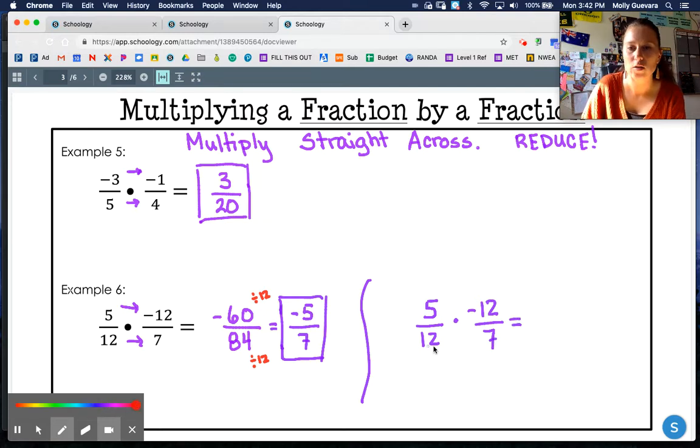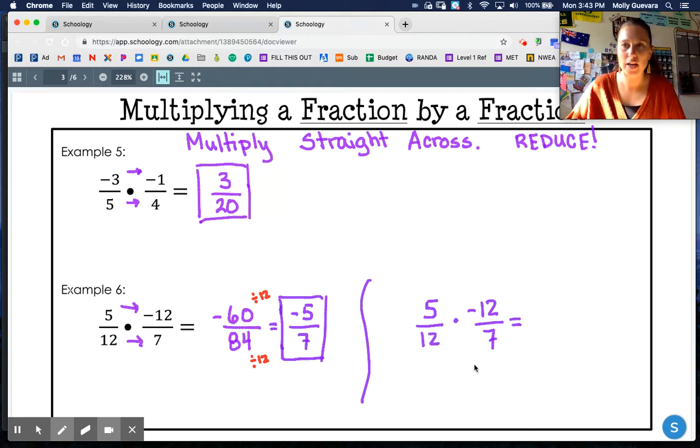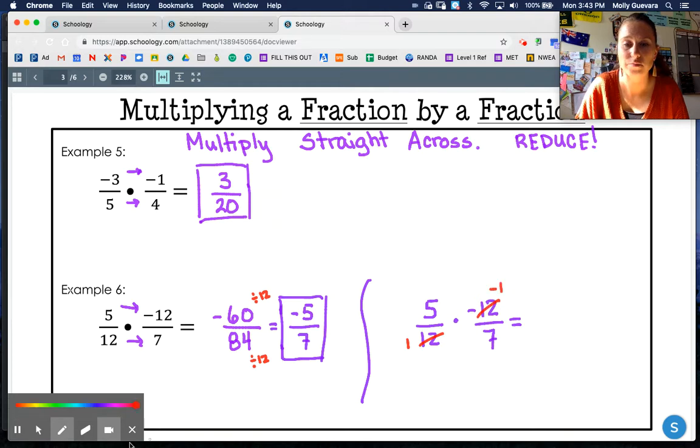So looking here, I see that I have a 12 on the bottom left and a negative 12 on the top right. And so there's a common number that goes into both 12 and negative 12, and it's 12. So I can divide 12 by 12, and I get 1. And I can divide negative 12 by 12 and get negative 1. So all I did was divide by 12.